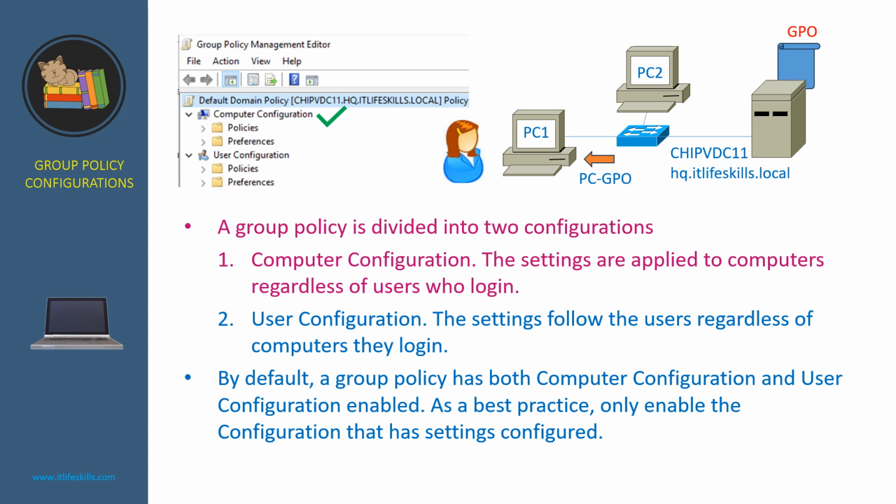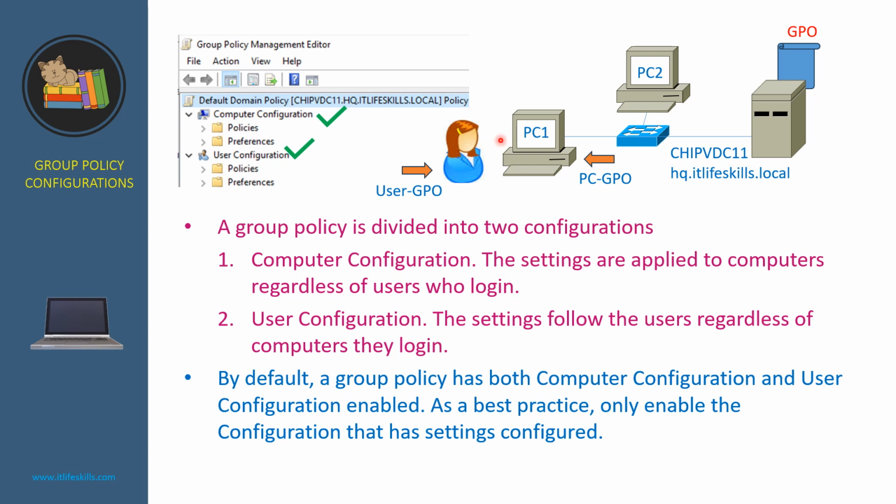The second configuration is user configuration. With the user configuration settings enabled, the settings follow the users regardless of computers they log in. For example, user B is assigned with a group policy named user-GPO. And when she logs into PC1, she will get the settings from the user-GPO along with the setting from the group policy PC-GPO.